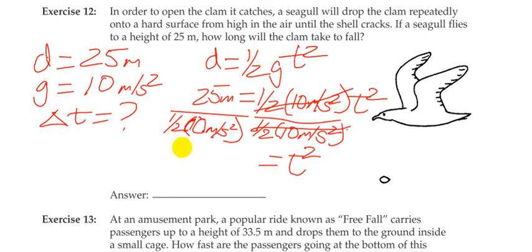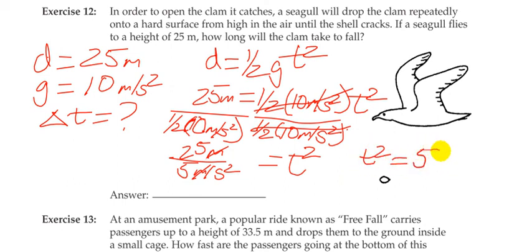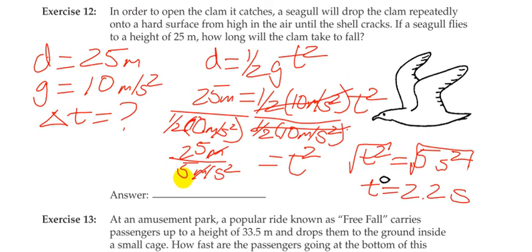equals 25 meters divided by 1/2 times 10, which is 5 meters per second squared. We get rid of the meters, so what we're left with is t squared equals 25 divided by 5. So t squared is equal to 5 seconds squared. When we find the square root of both sides, we get t equal to 2.2 seconds. The square root of a second squared is seconds. So the answer is 2.2 seconds.